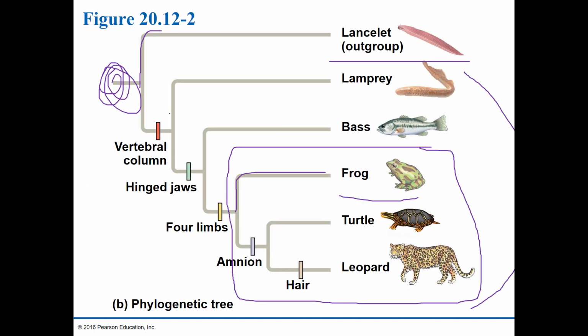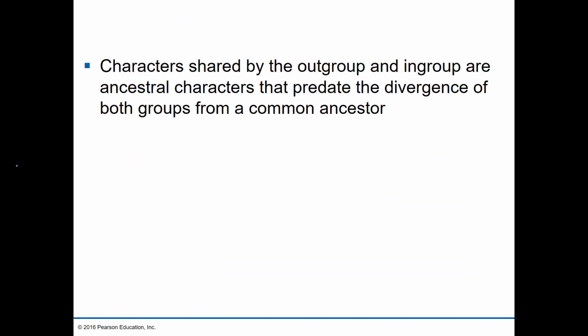the lancet has no vertebral column, so there's some shared characteristic that happened here that's ancestral. So the lancet is the outgroup, and it shares something with all of these guys, but it's not a vertebral column, hinged jaws, forelimbs, amnion, or hair.